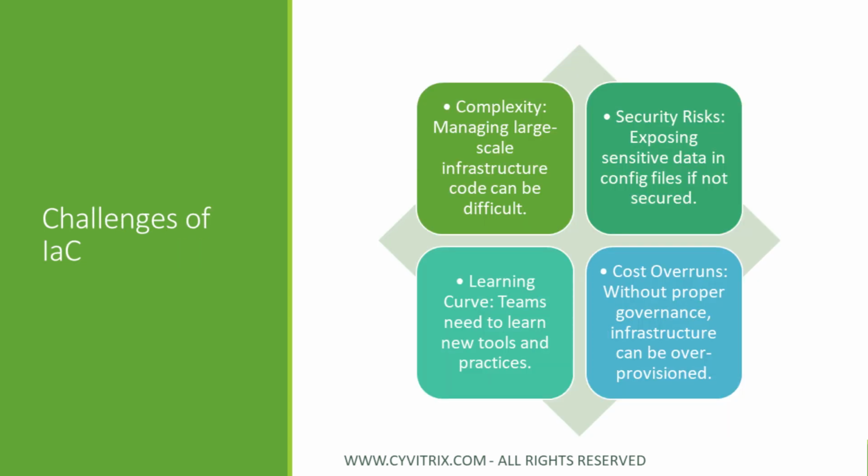Despite the many benefits of IaC, there are some challenges associated with its adoption. Complexity can increase as infrastructure scales, making it essential to plan and organize configuration files effectively. Security risks are also a concern if configuration files are not properly secured, as they may contain sensitive information like access keys or credentials. Learning curve is another challenge, as both development and operations teams need to become proficient with new tools and practices. Lastly, if infrastructure is over-provisioned without proper governance, it can lead to unexpected cost overruns in cloud environments.